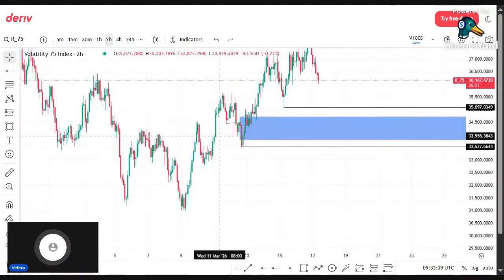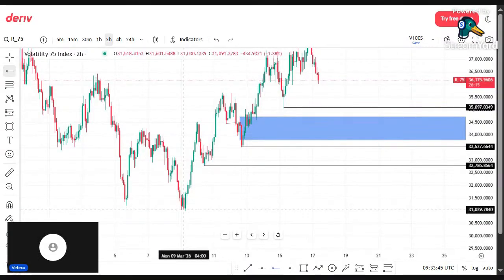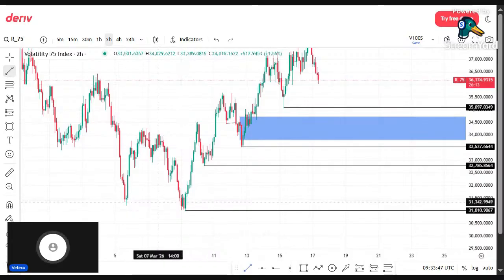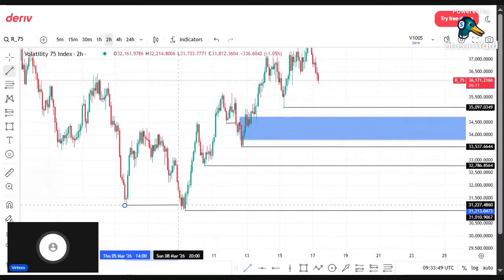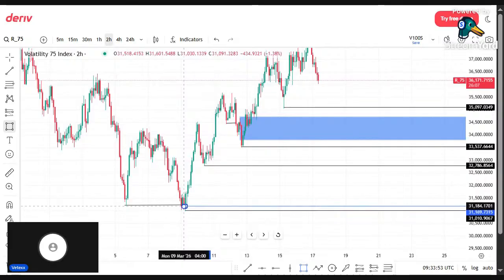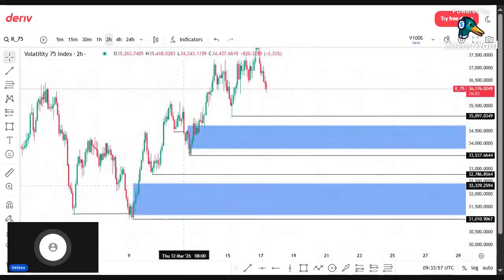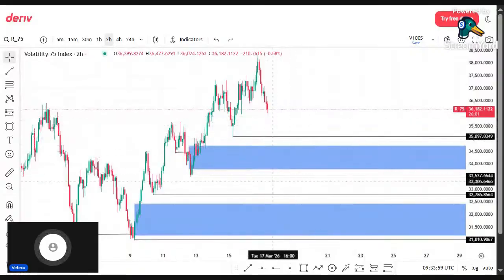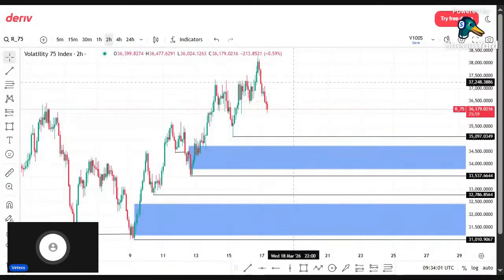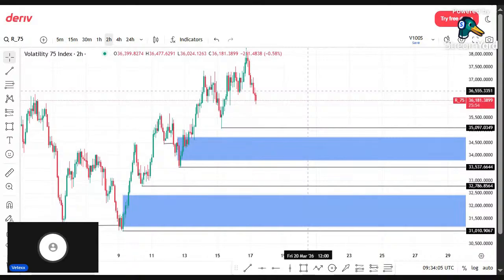But if price doesn't respect this zone, we have another buy structure below it, which is here, with a protected low here, and then a sweep of liquidity, which is here. So we have 2 points of interest right now, key levels on the V75 index. This is the first buy, this is the second buy. The one that price gives us what we want is the one that will ride along with it. Okay, so this is what we have on V75.